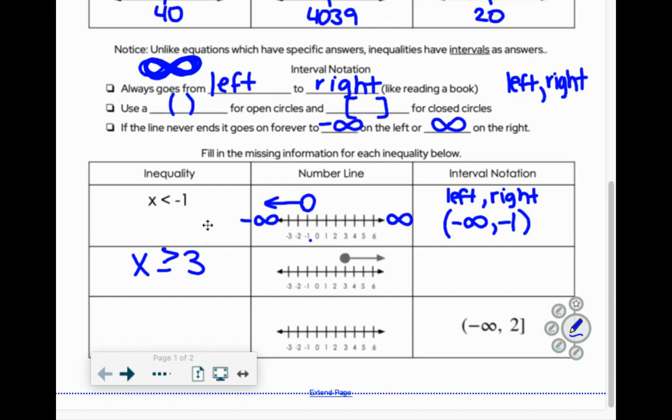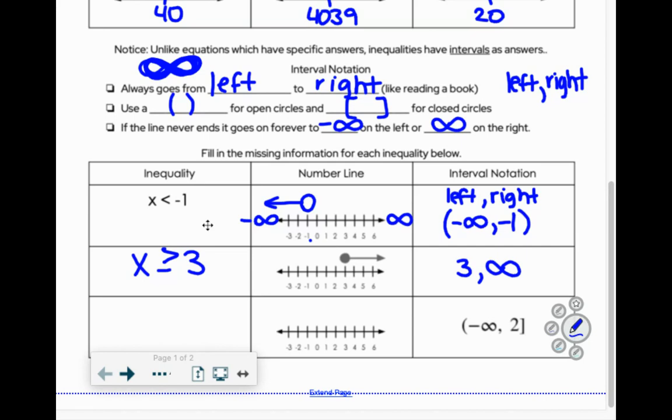Interval notation. We're going to go left to right. On the left, my graph stops at 3. It doesn't go all the way over here to infinity this time. But then to the right, it goes all the way out to infinity. The infinity only has a negative if it's going to the left forever. This one's going to the right forever.